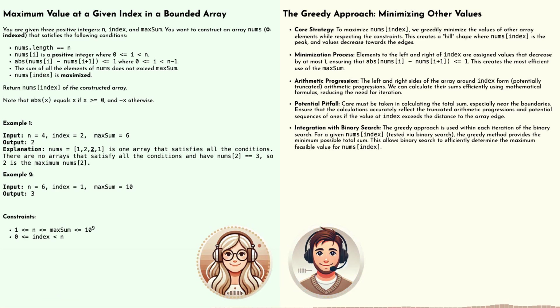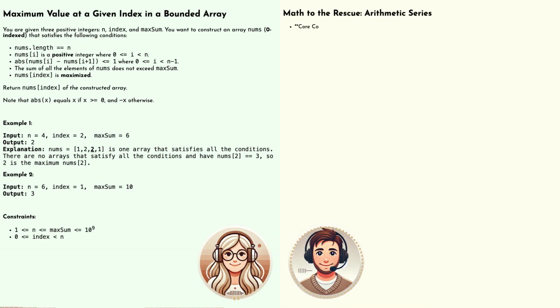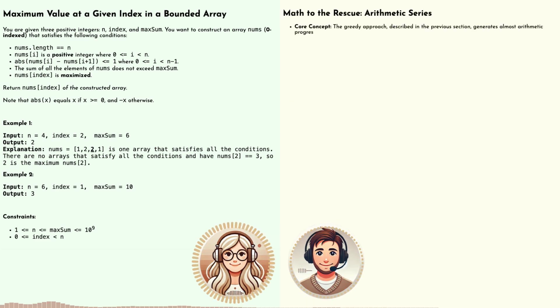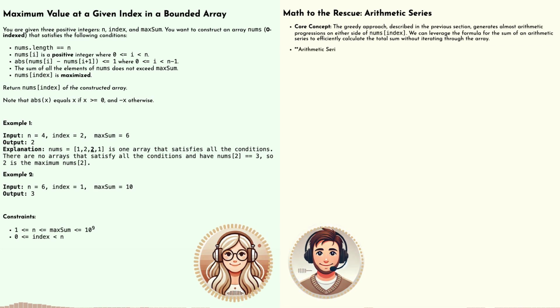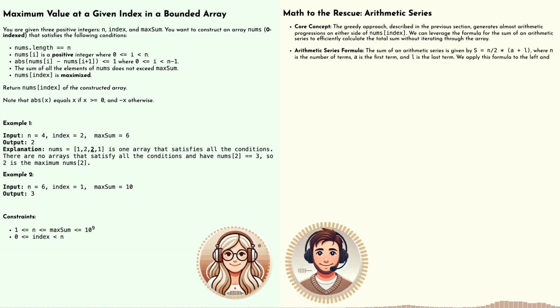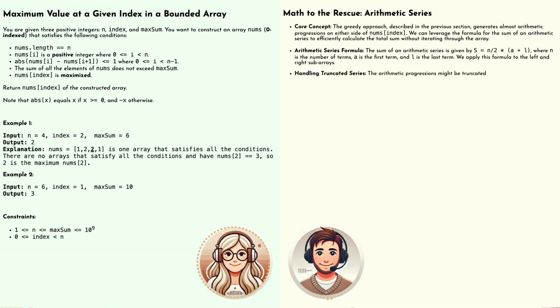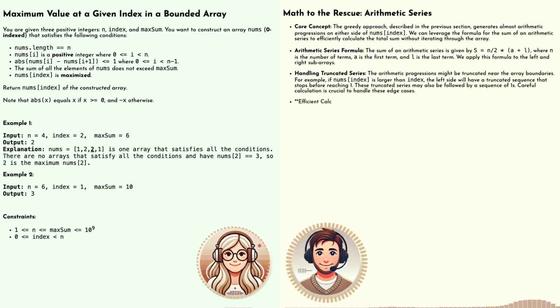Exactly. Okay, but how do we actually calculate what that minimum sum would be, quickly, without going through the whole array element by element? All right, so this is where a little bit of math comes in handy. Because we're decreasing by one on each side of our target index, the values are actually forming something called an arithmetic sequence. And luckily, there's a nice formula to calculate the sum of an arithmetic series. Oh, so we're using some high school math to avoid doing a bunch of calculations.